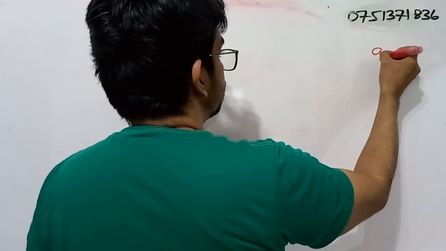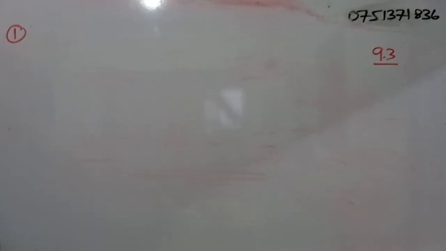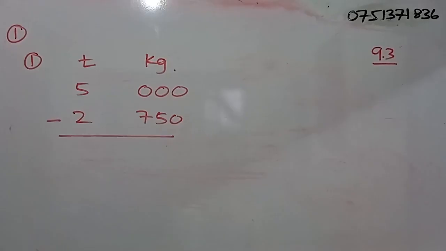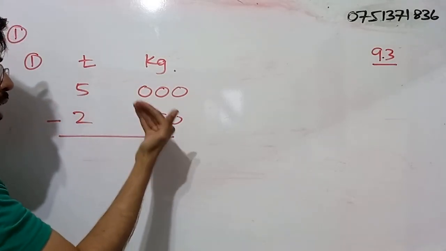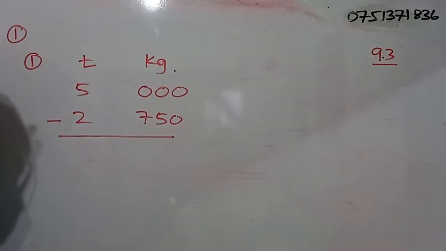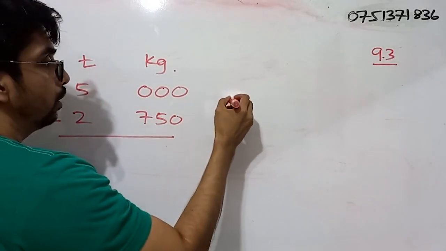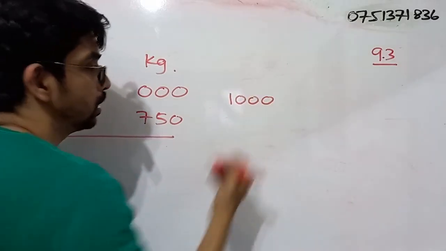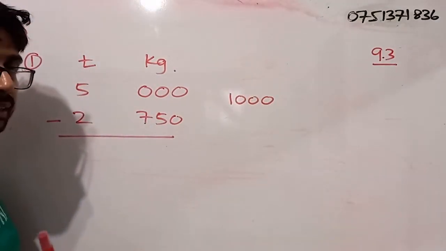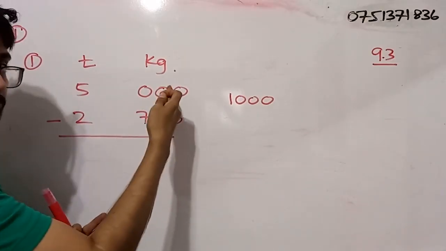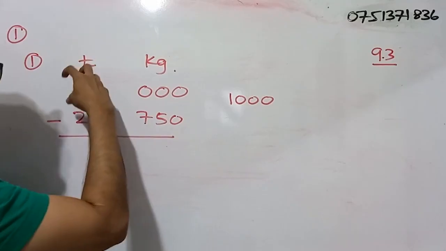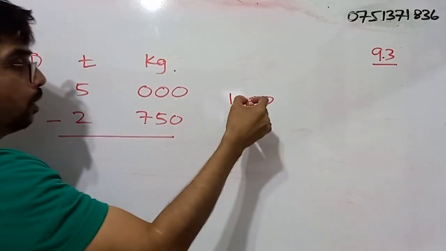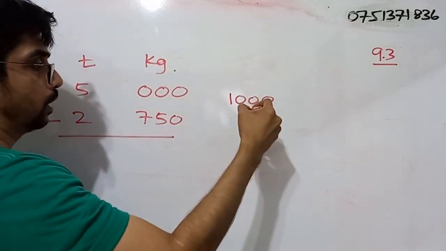Exercise 9.3. Subtract the following. You need to check whether it is possible to subtract 750 from 0. It is not possible. Then what do we do? We borrow a 1. When we borrow that 1, it is actually 1000 kilograms. Why? We are borrowing it from the ton side. We borrowed the 1 ton, so that is 1000 kilograms.